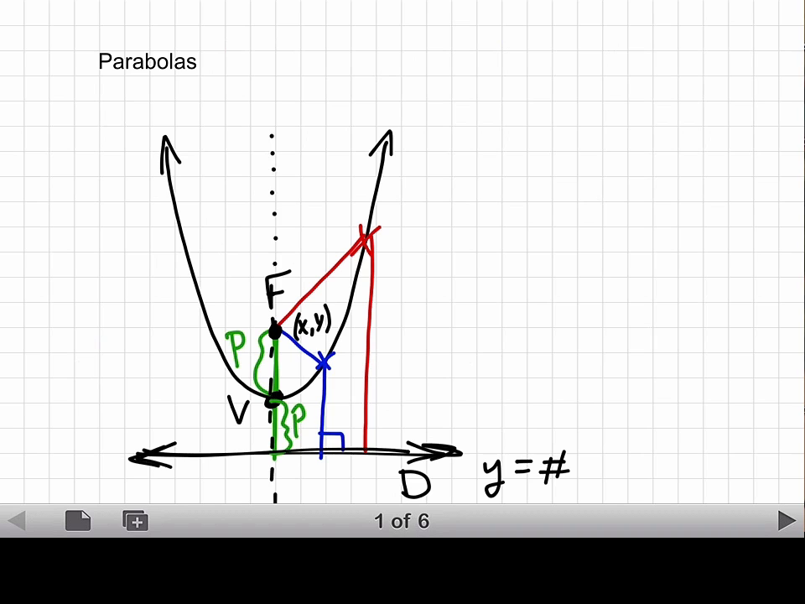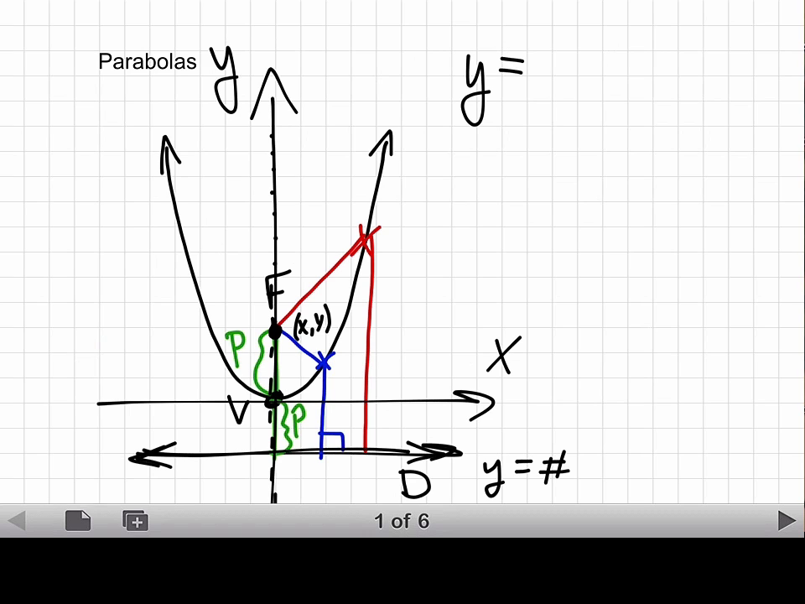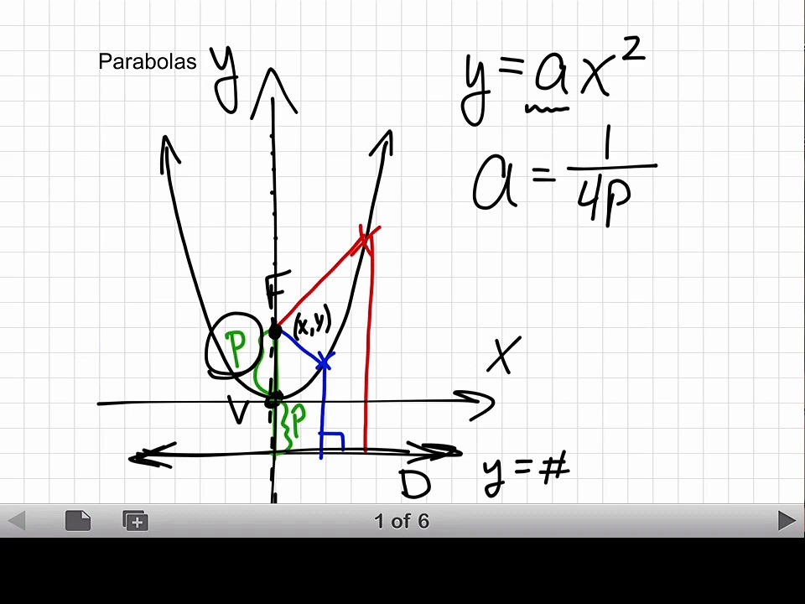If a parabola has a vertex that's at the origin, then the equation of the parabola is simply y is equal to ax squared. This is for a parabola that would open up or down. By the way, it would open down if a is negative. And as far as this a is concerned, you remember this p, the distance from the vertex to the focus? Well, a is 1 over 4p. So that's just kind of how all these things relate to each other.